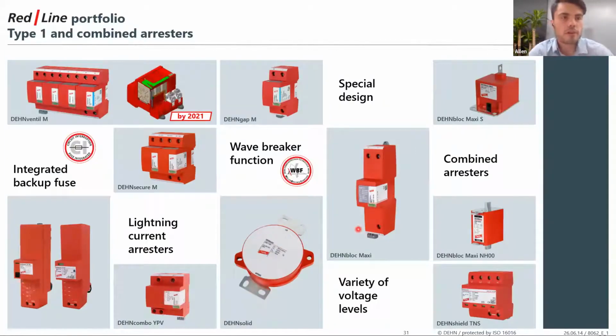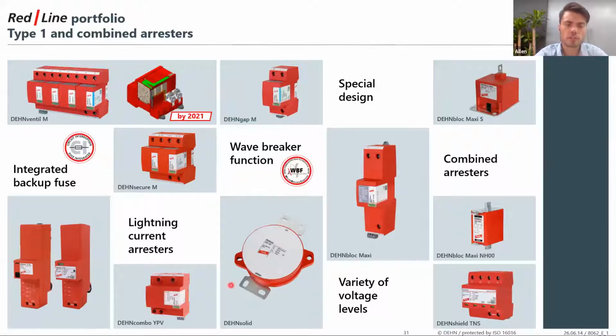So at DEHN, we have our type 1 surge protection devices as well as our type 1 and type 2 combined surge protection devices. Our type 1 SPDs or combined surge protection devices will include our DEHNventil, as well as surge protection devices for different industries with different voltage levels and also different voltage protection levels. These type 1 SPDs have a wave breaker function. What this means is that the spark gaps are manufactured in a way that it takes care of most of the lightning current before it reaches other parts of your installation.